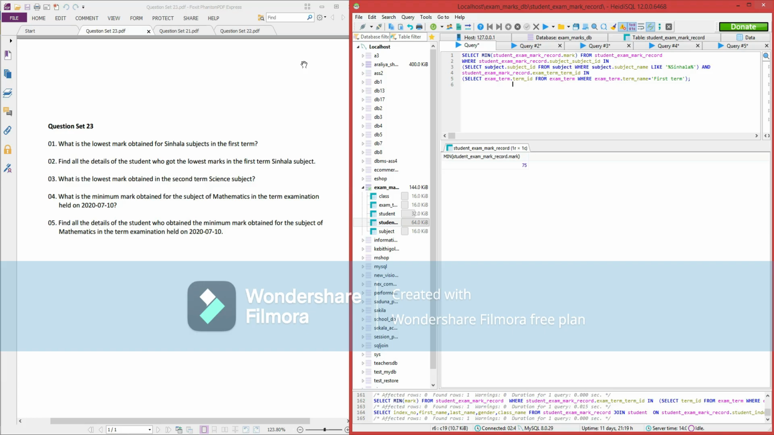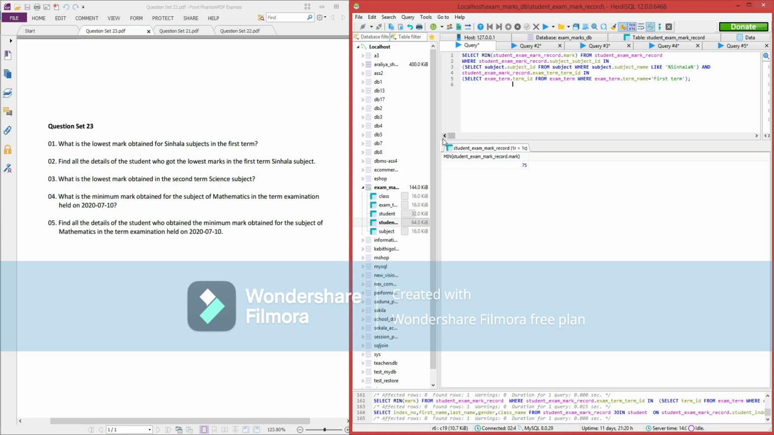Hi, in this video I am going to explain the 23rd question in my DBMS question set. This question is a continuation of the last few questions and here we have to write a few queries. First, they are asking what is the lowest mark obtained for Sinhala subjects in the first term.